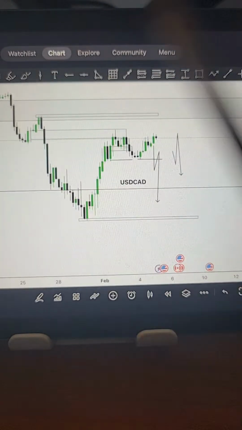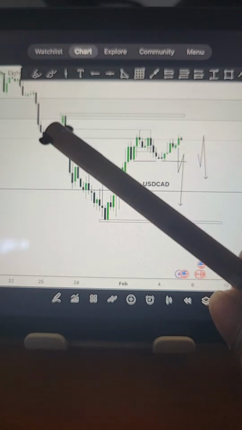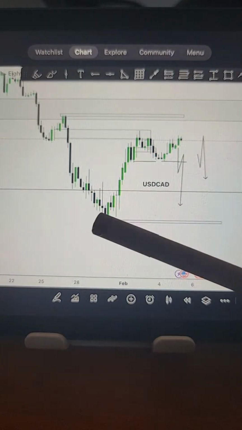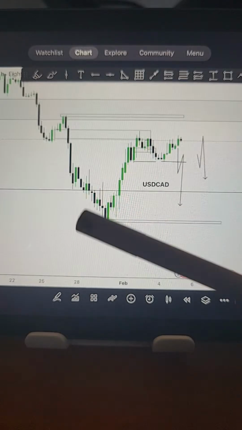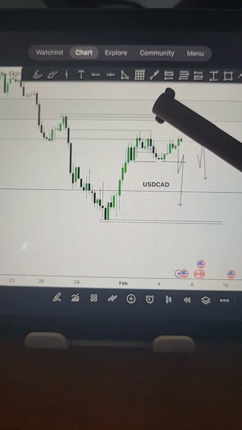So you can see that on USD CAD, there was a swing point here. This was the last high that broke this structure to the downside. So we are still very much bearish on USD CAD. But if you check, the internal structure is still bullish. It's still very much bullish, guys.